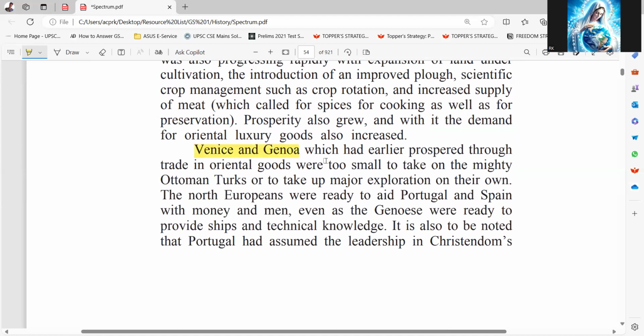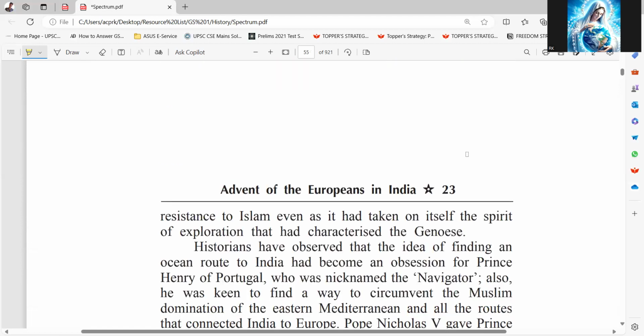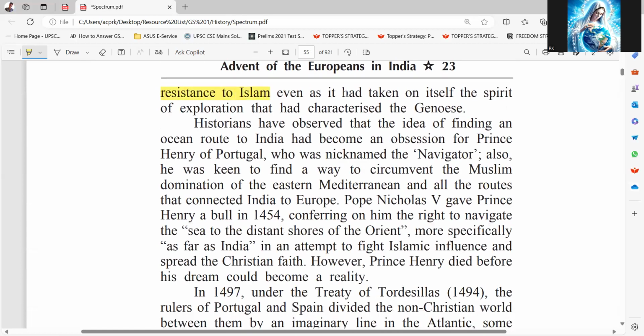Venice and Genoa, which had earlier prospered through trade in Oriental goods, were too small to take on the mighty Ottoman Turks or to take up major exploration on their own. The North Europeans were ready to aid Portugal and Spain with money and men, even as the Genoese were ready to provide ships and technical knowledge. It is also to be noted that Portugal had assumed the leadership of Christendom's resistance to Islam, even as it had taken on itself the spirit of exploration that had characterized the Genoese.